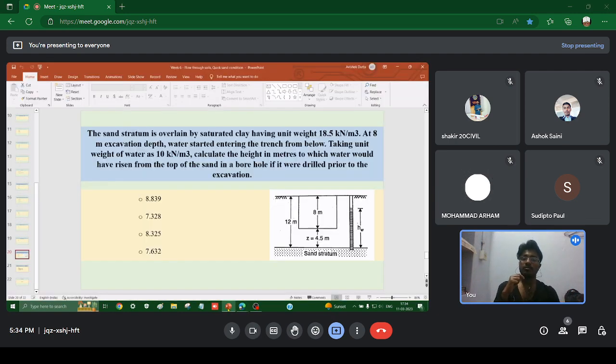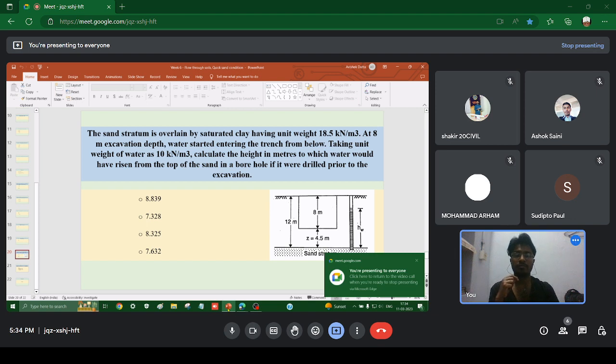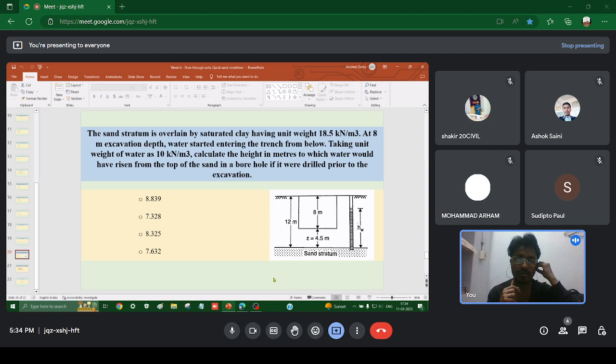So a sand stratum is overlain by saturated clay with unit weight 18.5 kN per meter cube. After 8-meter excavation, water started entering the trench. Unit weight of water is 10. What is the height in meters to which the water would have risen from the top of the sand in a borehole if it is drilled prior to the excavation? The options are 8.839, 7.328, 8.325, 7.632. All are in meters.